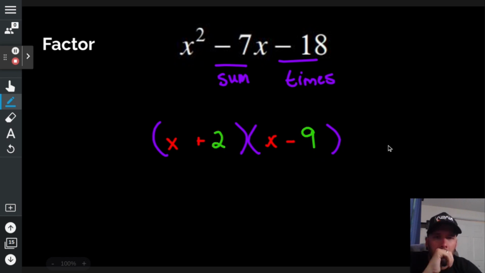So if I were to check my work and FOIL this out, x times x is x squared. X times -9 is -9x plus 2x. -9x plus 2x is -7x. And 2 times -9 is -18. Hooray!